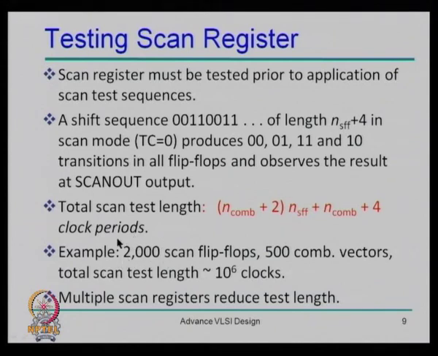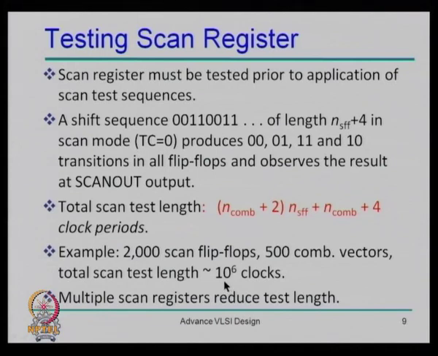Like here for example, if you have a scan chain of 2000 flip flops and you want to apply 500 combinational vectors, if it happens to be only combinational logic you need 500 cycles. If it is a sequential circuit and you generate tests using the sequential logic, and assume every fault may need a sequence of 4 vectors, you may need 2000 vectors and then 2000 cycles. Whereas, if it is a scan design, you can put this value 2500 in this formula, and you will get roughly about a million cycles.